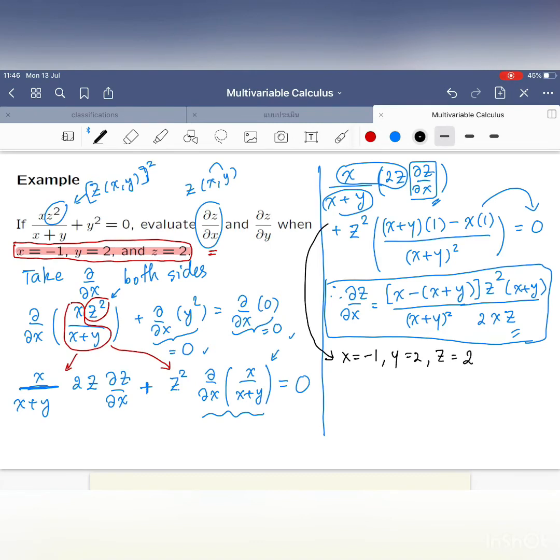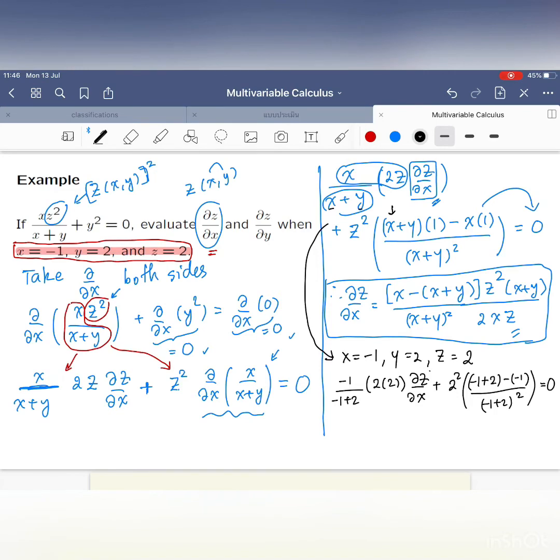You are going to end up with -1 over -1 and 2. You see x and y, and then a 2 and a 2 for z, but don't forget that this is the one that you need, and then add the 2 squared. Right here we have -1 and 2, and then minus -1 over (-1 + 2) squared, make it equal to 0.